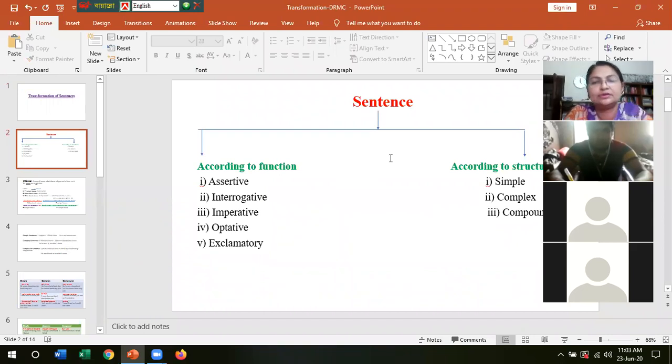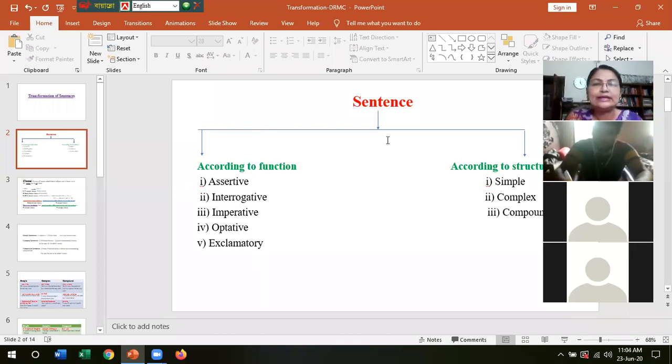Now let us come to know about sentence and its classification. Dear boys, please write all these things. And after the class, I will also give you the link so that you can download it later on and take it again.